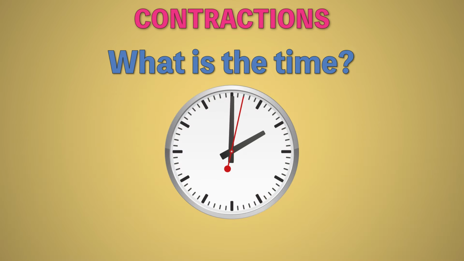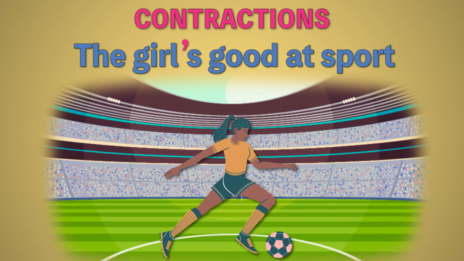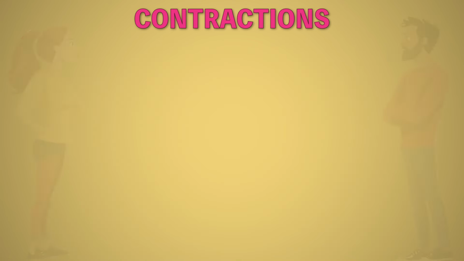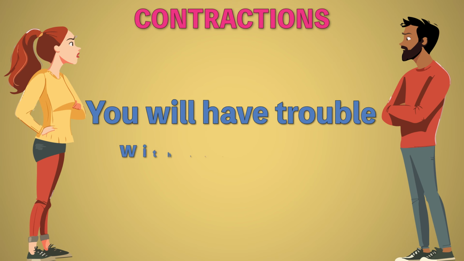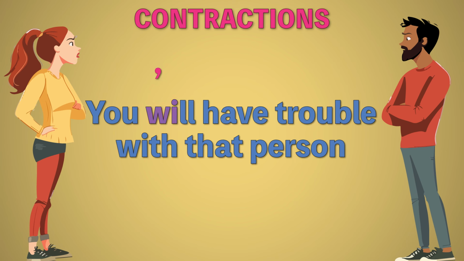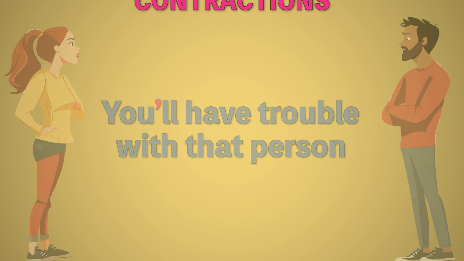Here is another example. "What is the time?" Again, a letter disappears and it becomes "what's the time?" Or you could have "the girl is good at sport," and the letter i disappears and it becomes "the girl's good at sport." The apostrophe can also replace several letters, so "you will have trouble with that person" becomes "you'll have trouble with that person."